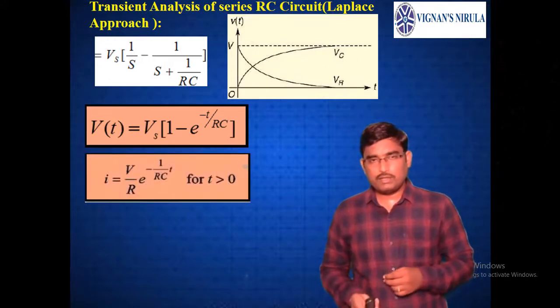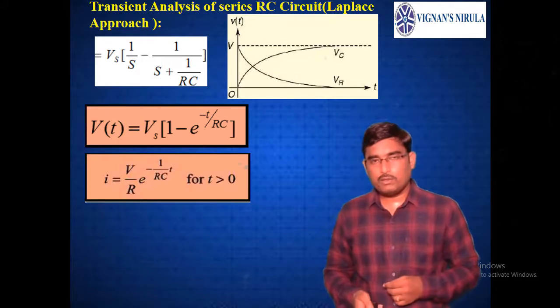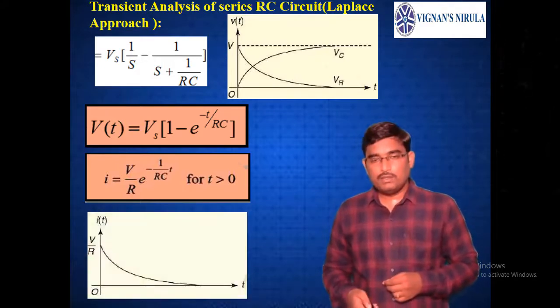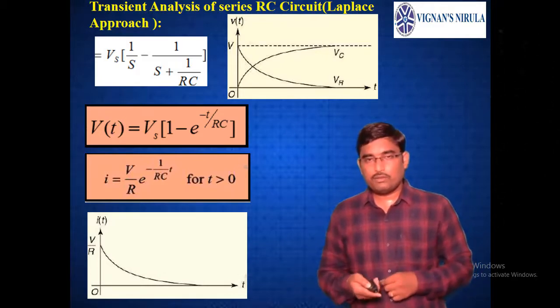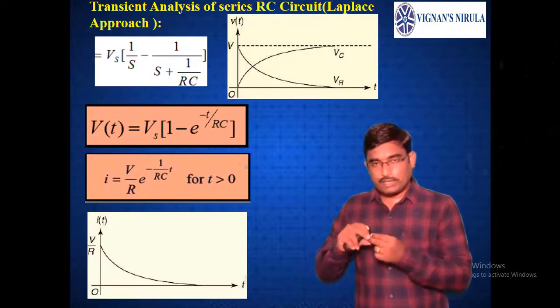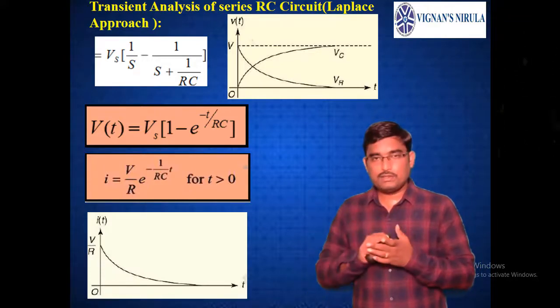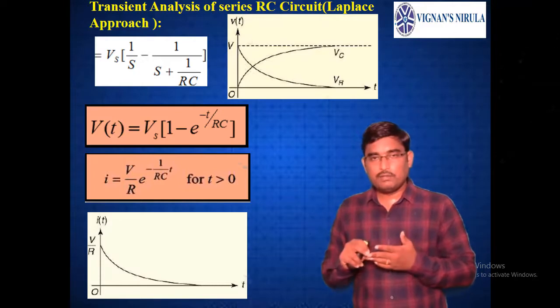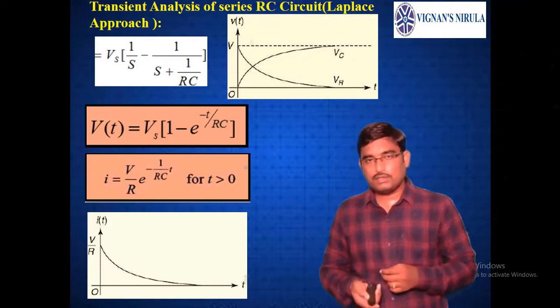Now if you see the current in the circuit, I equals V by R into e power minus t by RC. From that I can draw this curve. Initially for t equals 0, the current is V by R. If you put t equals infinity, the current reduces to 0, because in the final instant the capacitor is fully charged, so there will be no charging current. That's why the current is 0.